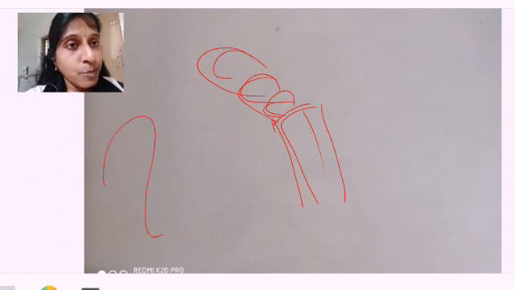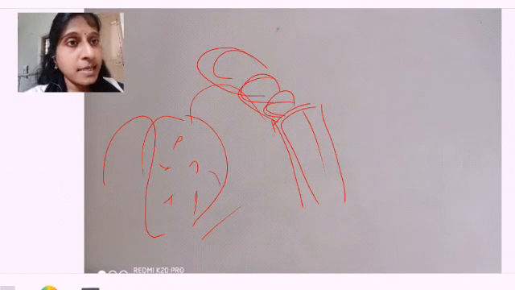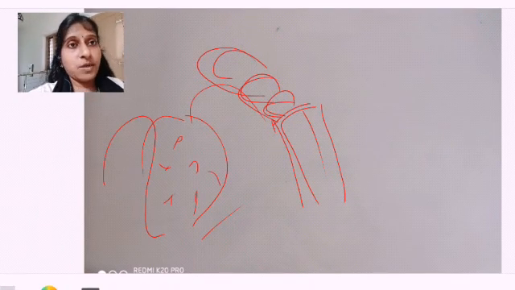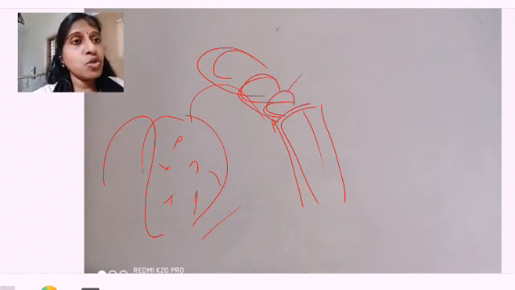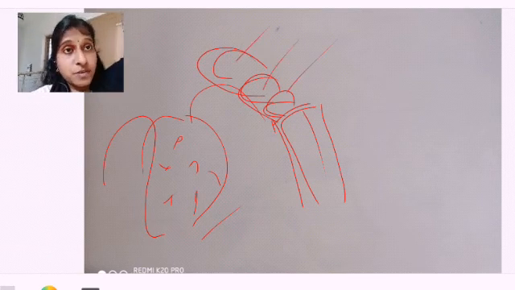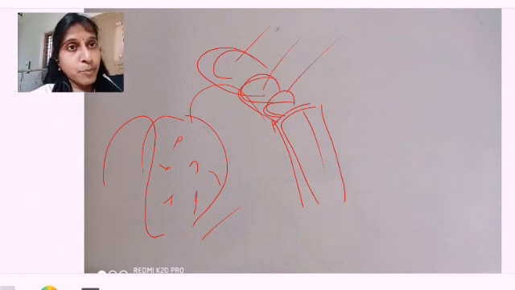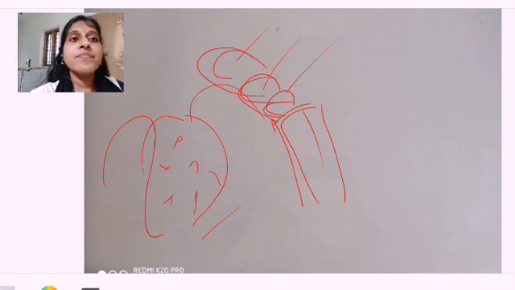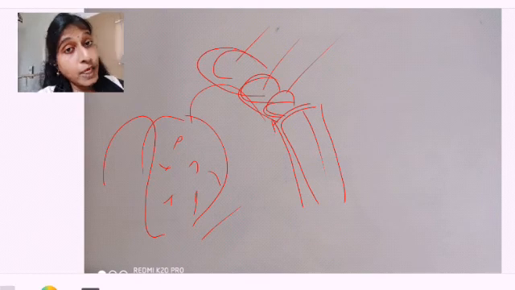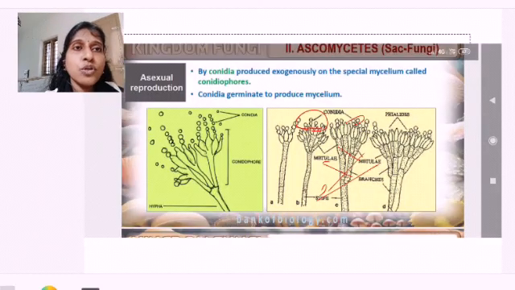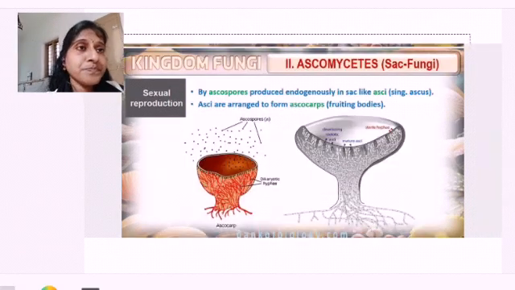When the spores are produced inside, for example in a sac-like structure, then it is called endogenously. If the spores are produced on the external surface, forming and moving out, we call it exogenously. If spores are produced inside the fruiting body, we call it endogenously. Clear? You have to make a note of that. So conidiospores are formed exogenously.